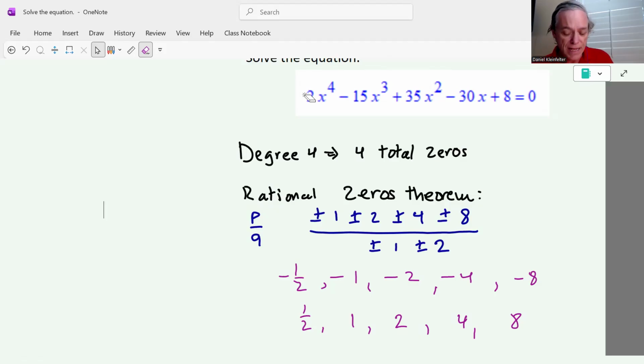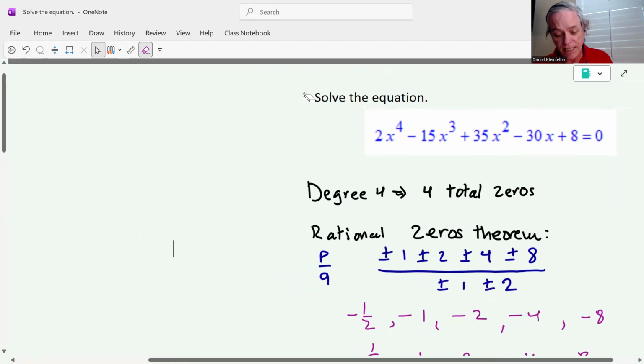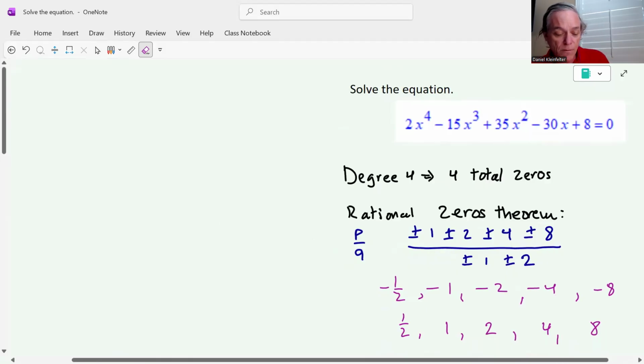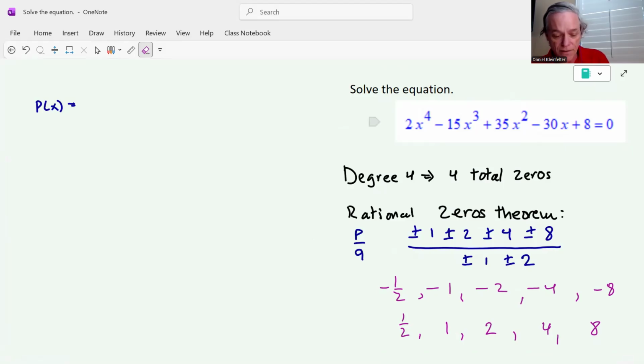We do that by counting up the number of variations in sign of the polynomial on the left. I'm going to name a polynomial p of x, and that will be the left-hand side of our equation. So p of x is 2x to the fourth power minus 15x cubed plus 35x squared minus 30x plus 8. Taking a look at this polynomial, we're going to now count up the number of variations in sign among the coefficients.